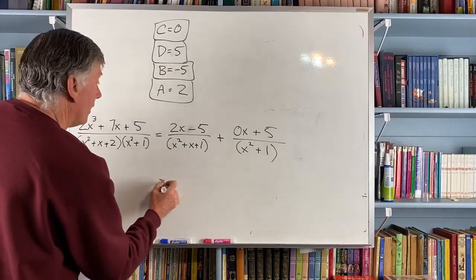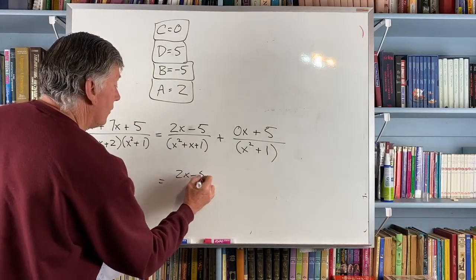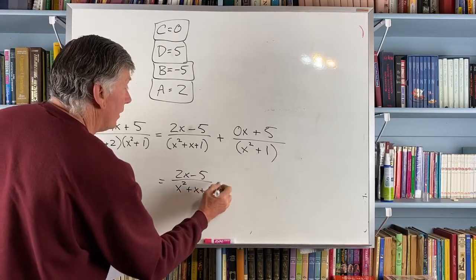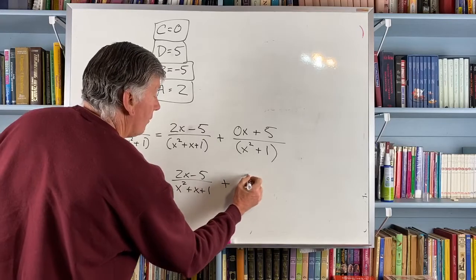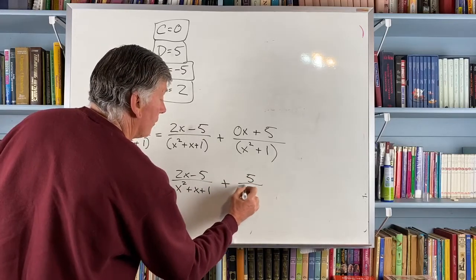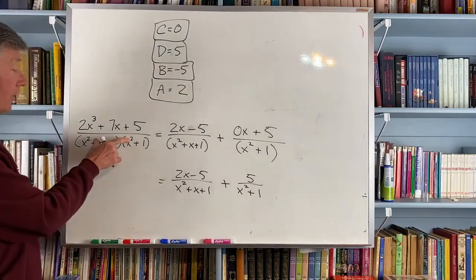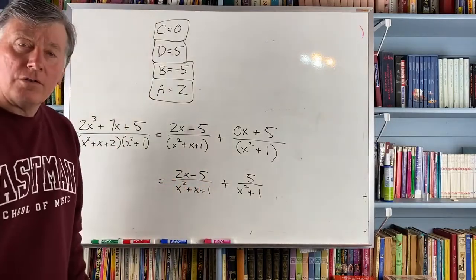My final answer then is just going to be 2x minus 5 over x squared plus x plus 2, plus 5 over x squared plus 1. And I've done it. I've broken this into two partial fractions.